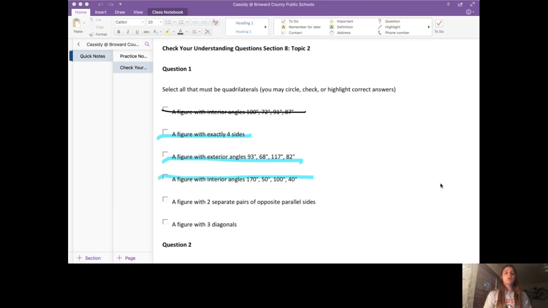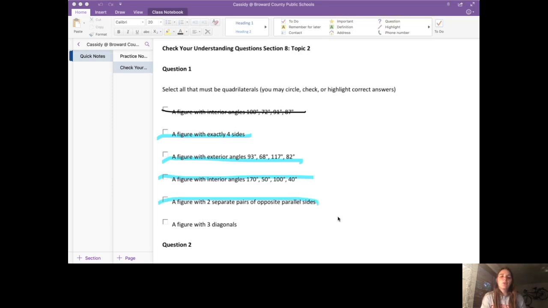A figure with 2 separate pairs of opposite parallel sides. That one's kind of wordy. A pair is 2, and there are 2 pairs, so this is kind of the same thing as a figure with exactly 4 sides. It's got 2 separate pairs of opposite parallel sides, so it's like a parallelogram, which is a quadrilateral. So let's highlight that one.